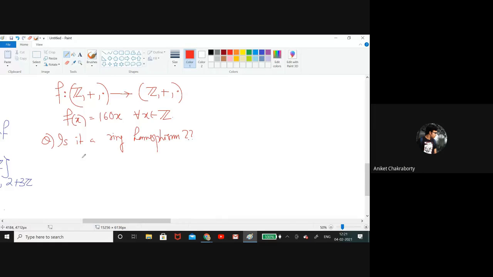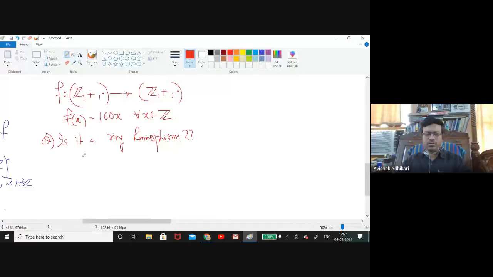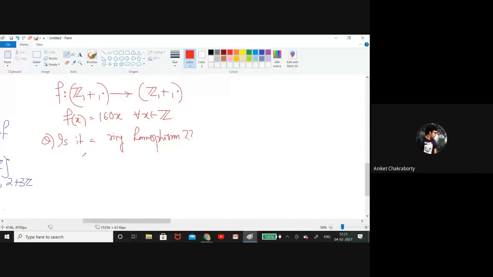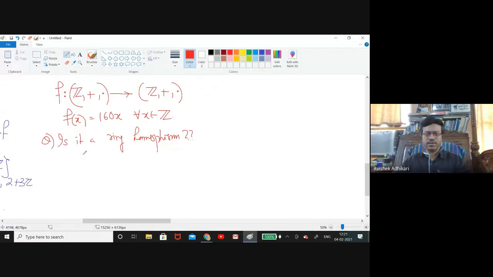Sir, are homomorphisms required to be unital? Are homomorphisms required to be unital, carrying one to one? No, not necessary. If we require it, we'll put an extra condition. But still, it is not a ring homomorphism because Z is an integral domain. Yes, this is not a ring homomorphism, and you can check it simply.